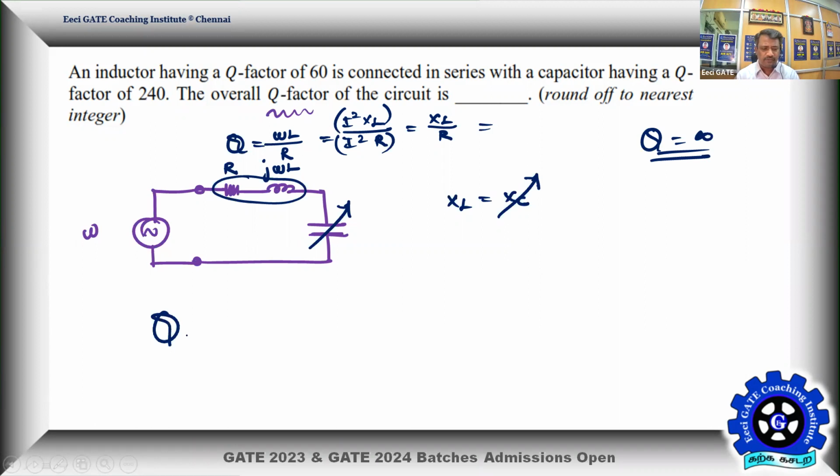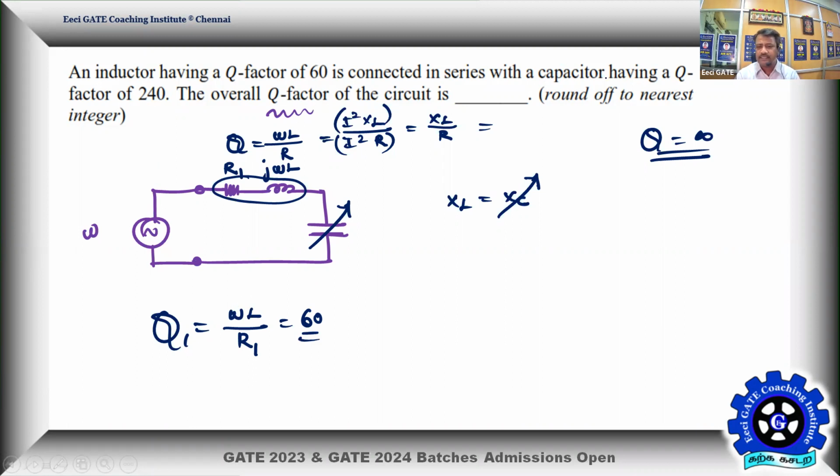Therefore Q1, of the practical inductor, is given. It is equal to omega L divided by R, which is 60. Let me take this resistor as R1, because there is going to be another resistor with the capacitor. There is also going to be a lossy capacitor, because its Q factor is also finite. So omega L by R1 is equal to 60. That is the given data, and that is the first case.